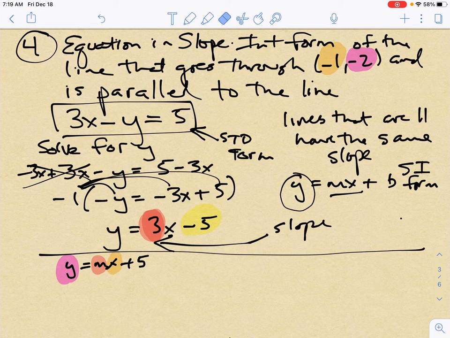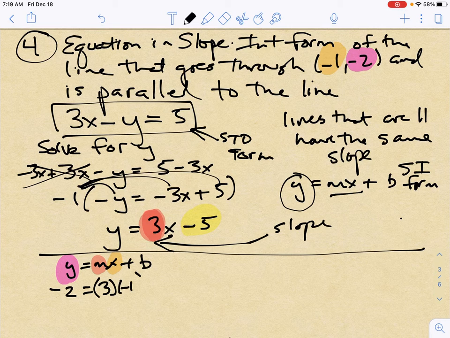And I wrote this incorrectly. You guys got to tell me this stuff. It's y equals mx plus b. All right, we're going to plug this stuff in, and then we're going to solve for b. So y is -2, m is 3, and x is -1.